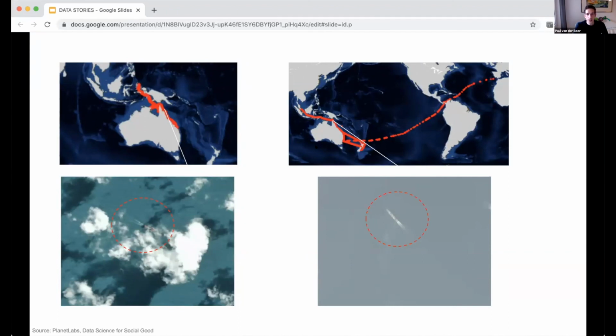So this is just another example of how you want to bring together some of the exploration and visualization to tell a data story.